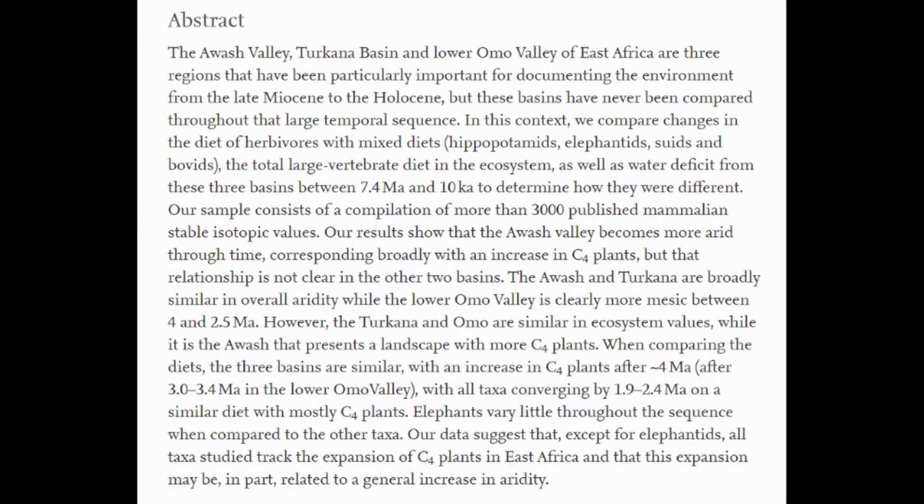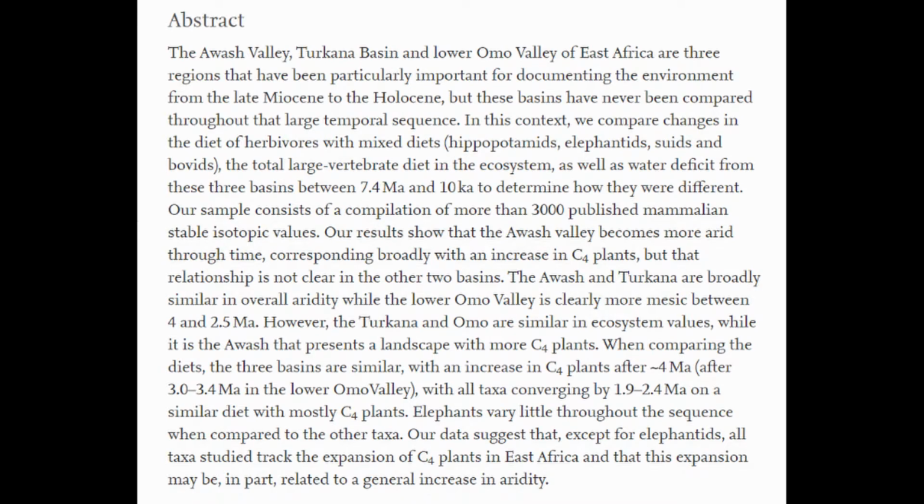Our sample consists of a compilation of more than 3,000 published mammalian stable isotopic values. Our results show that the Awash Valley becomes more arid through time, corresponding broadly with an increase in C4 plants, but that relationship is not clear in the other two basins. The Awash and Turkana are broadly similar in overall aridity, while the Lower Omo Valley is clearly more mesic between 4 and 2.5 million years ago.